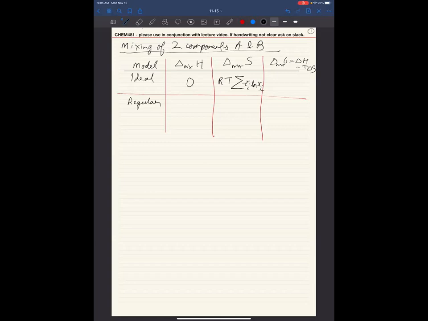Some of you asked me after the class, why did you keep the same entropy in the regular solution model? That's just an approximation I am making. Anytime I am devising a model, I go one step further and make my model increasingly more complicated, right? A lot of chemistry and physics.